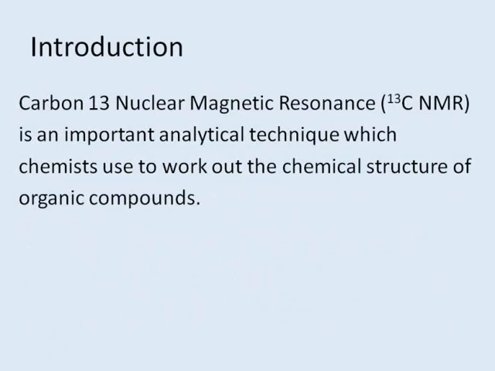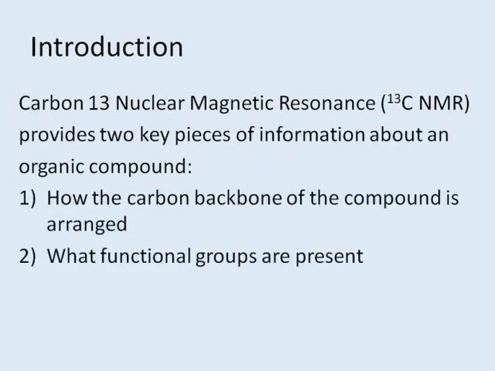Carbon-13 nuclear magnetic resonance, or carbon-13 NMR for short, is an important analytical technique used by chemists to help work out the chemical structure of organic compounds. It provides us with two key pieces of information about an organic compound. First, it can tell us how the carbon backbone is arranged, and it can also tell us what functional groups are present, particularly when used alongside other techniques such as infrared spectroscopy and mass spectrometry.